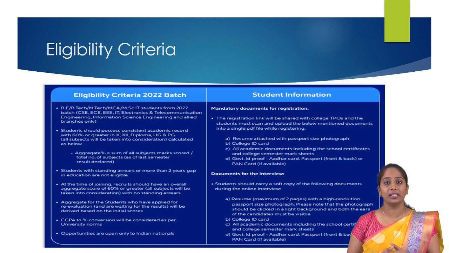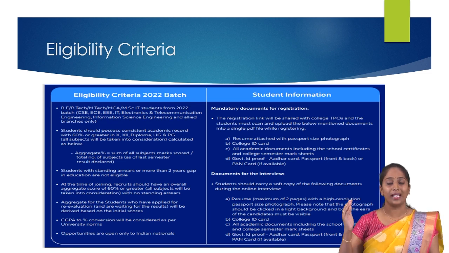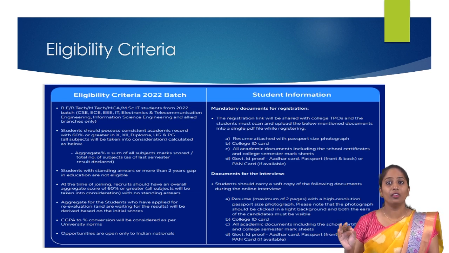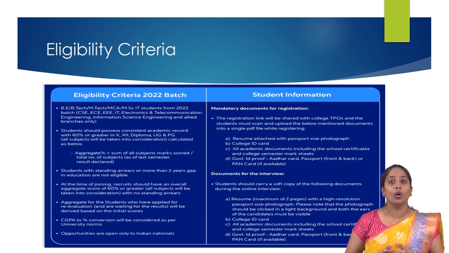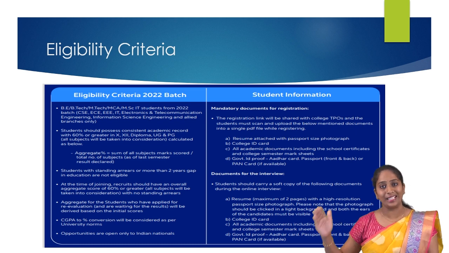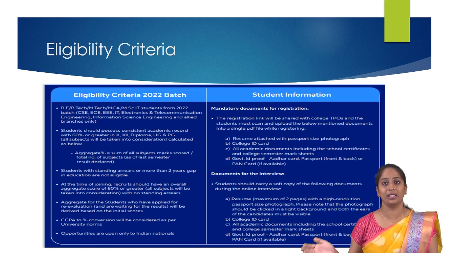The student should possess a consistent percentage of 60% throughout their academics. Throughout their academics means it should be 60% in SSC, intermediate, and 60% till the last semester of your graduation. And they should not have any backlogs when they are attempting the exam. Also, if the student has applied for re-evaluation and is waiting for the results, the aggregate will be derived on the initial scores only.